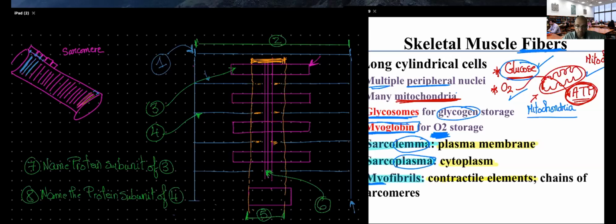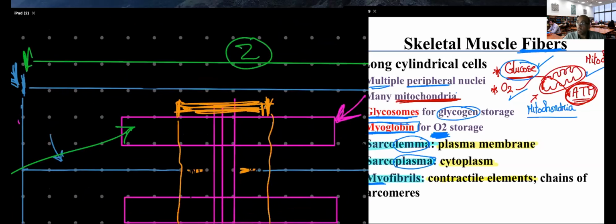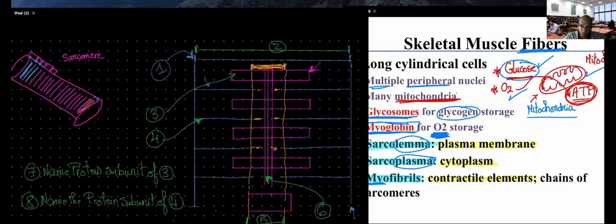Number 1 are those blue lines that are traveling on both sides of the diagram. We've got the distance between two successive blue lines. This is going to be number 2. The thick pink segments on here, this is going to be number 3. The thin ones, which are alternating with them, this is going to be number 4.